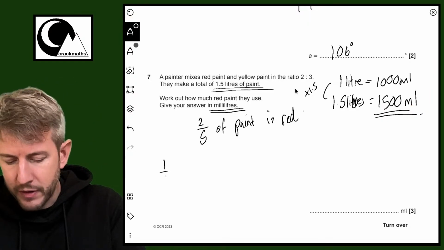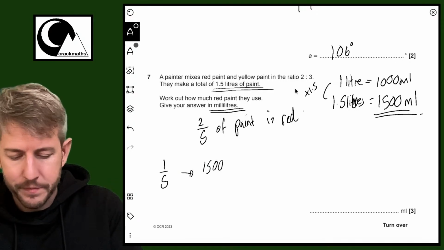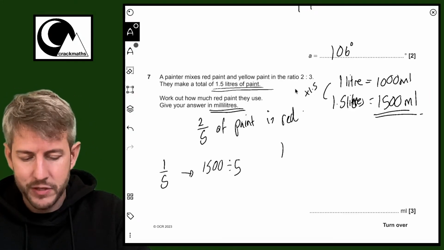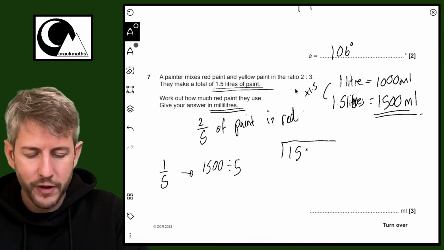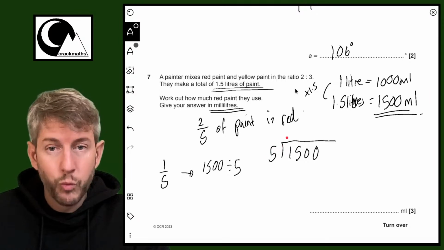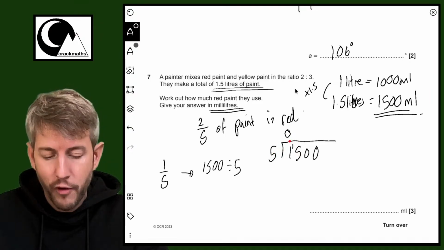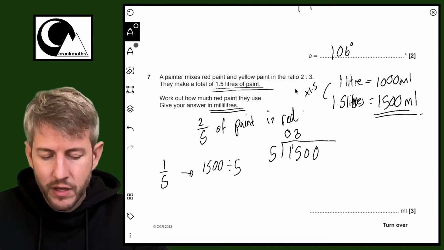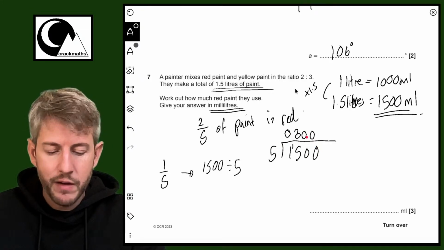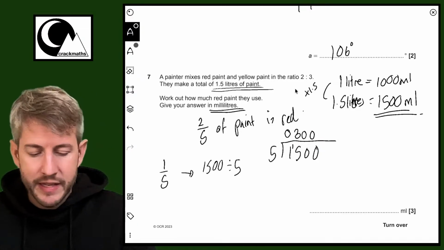Well, 1/5 will be given by 1,500 divided by 5. So to do this, I'll use the bus stop method. So here we go, 1,500 divided by 5. So 5s into 1 don't go. So we then look at 5s into 15. 5s into 15 go 3 times with no remainder. So here we go. 5 doesn't go into 0, 5 doesn't go into 0. So we got 300. So 1/5 of the paint is 300 millilitres.